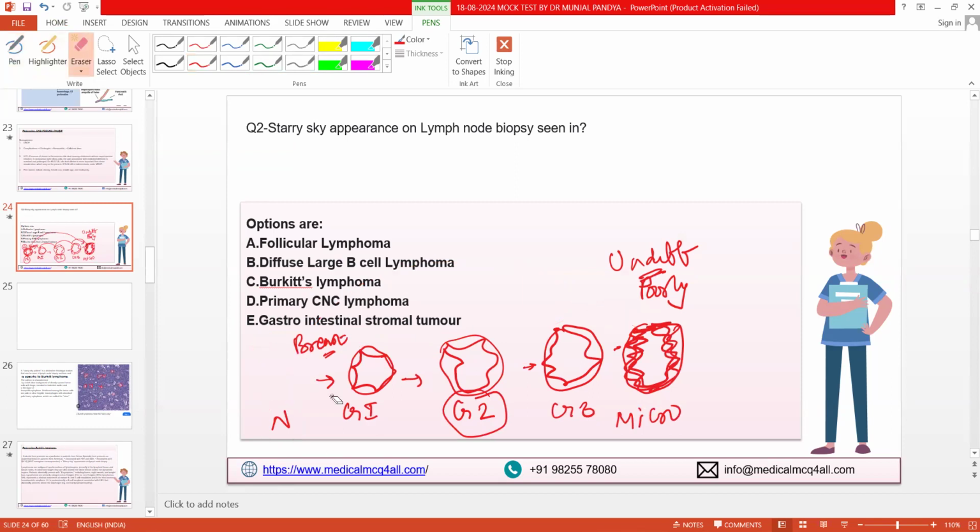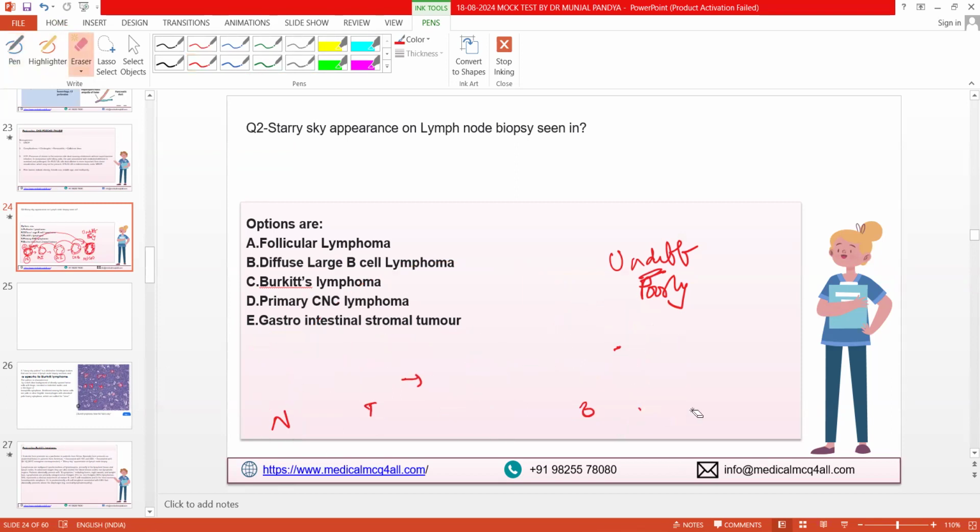Now we'll come to staging. Grading applies to every cancer, head to toe; wherever anybody mentions grade, this is the simplest definition just for your understanding. I told you staging is about how far the cancer has spread from the primary site. So say for example, a cartoon.